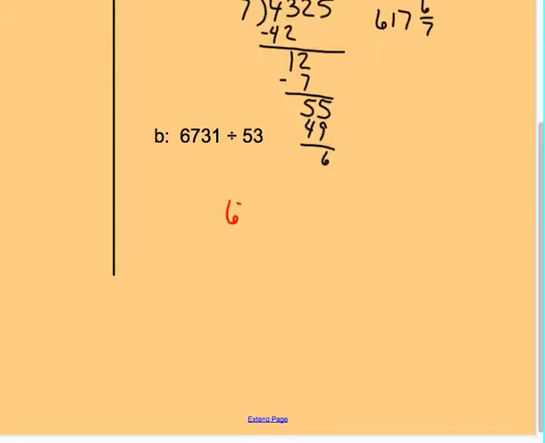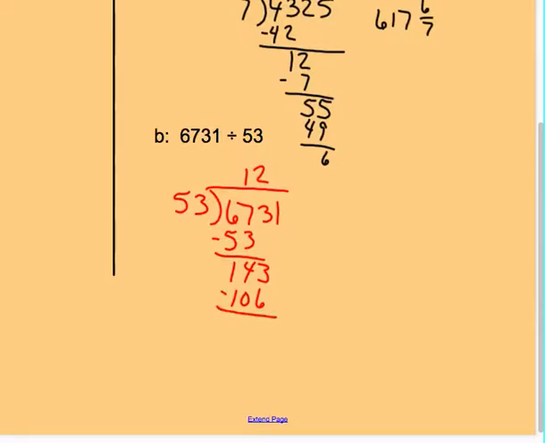So we've got 6,731 divided by 53. 53 goes into 67 once. Multiply. Subtract. Bring down the 3. 53 goes into 143 twice. Multiply the 2 by 53. Subtract. And that gives us 37. Bring down the 1. And 53 will go in there, I think, 7 times.